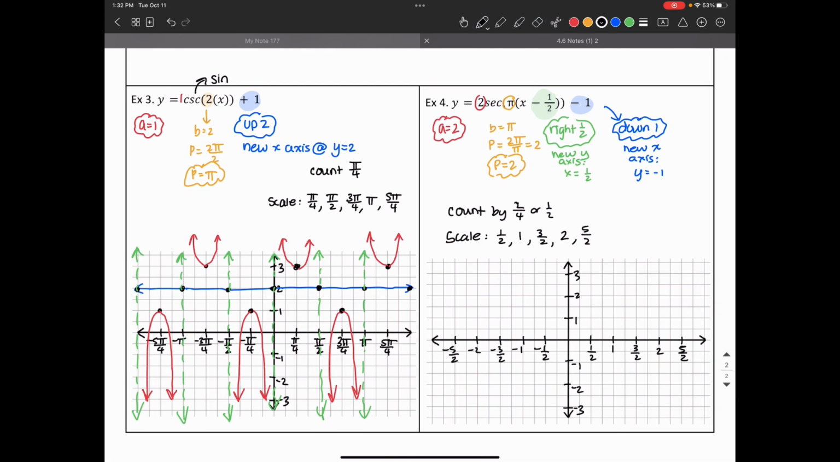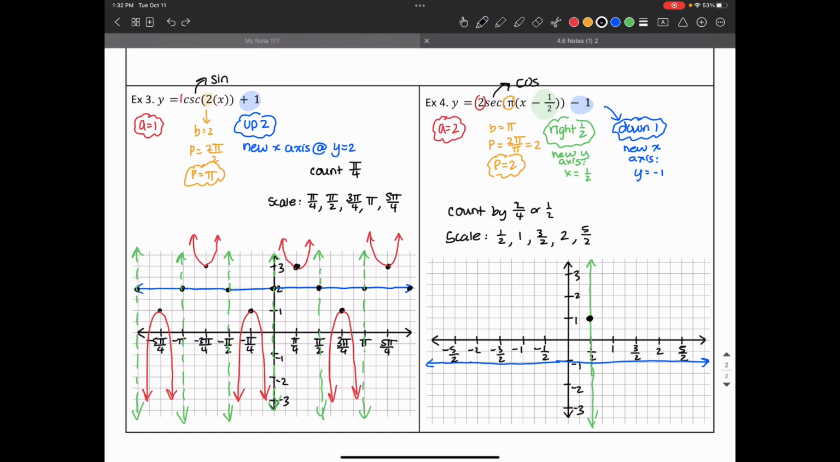And then I'm going to put my new y-axis at 2. So this is my new y-axis. I'm going to put my new x-axis at -1, so right here. And then I'm going to put the graph. This is secant, so the reciprocal is cosine. So I'm starting at the max. Instead of negative, I should be going up 2. So this is actually a distance of 2. That's my amplitude. It's positive, so I know I'm starting at the max, not the minimum.